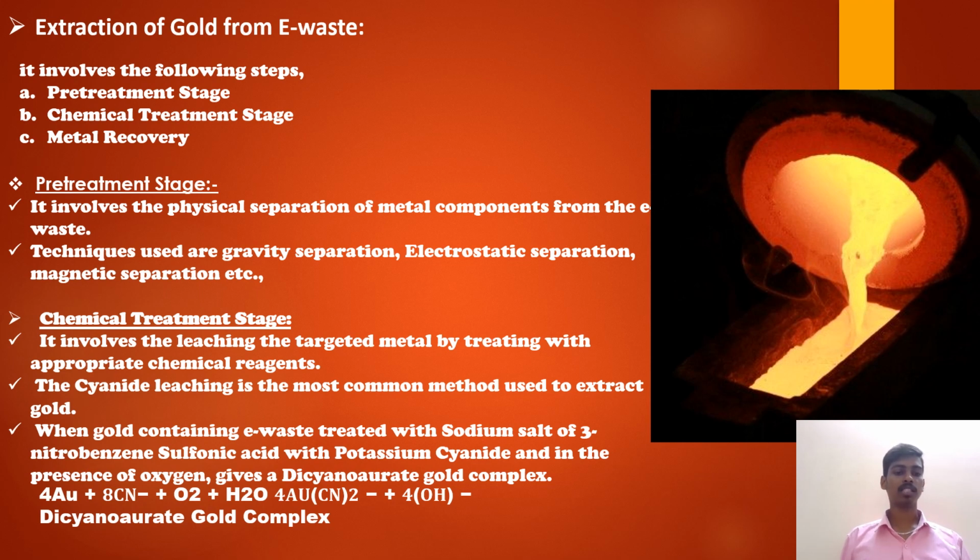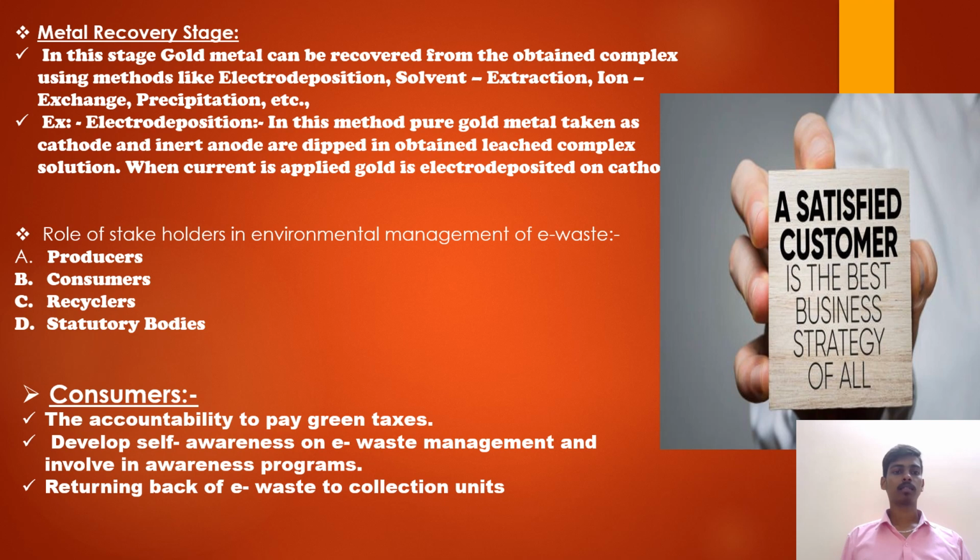Here this is the equation, which is very important. 4Au + 8CN⁻ + O2 + 2H2O gives rise to 4[Au(CN)2]⁻ + 4OH⁻, the dicyanoaurate gold complex. Metal recovery stage, which is the last step. In this stage, the gold metal can be recovered from the obtained complex using methods like electrodeposition, solvent extraction, ion exchange, precipitation, etc. For example, electrodeposition.